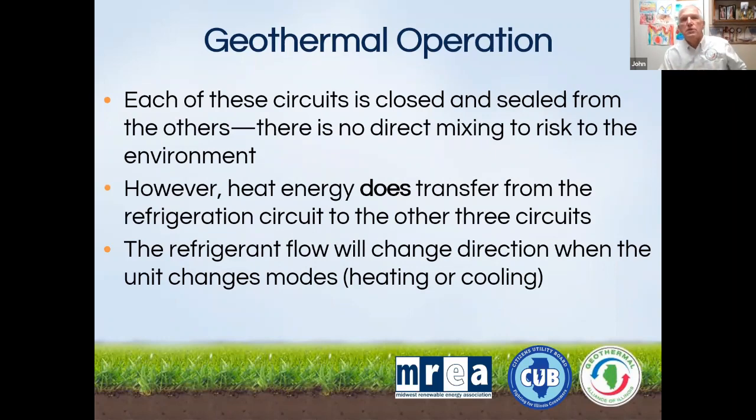So it's important to say that all of these circuits are closed and sealed from the others. None of the fluids mix from one to the next. In other words, the desuperheater that heats hot water, that water does not intermingle with the fluid that's in the loop field, nor does it intermingle with the fluids that are in the refrigeration circuit. None of them, they're all sealed off from one another. However, it's essential that they all work together to make the system operate properly.